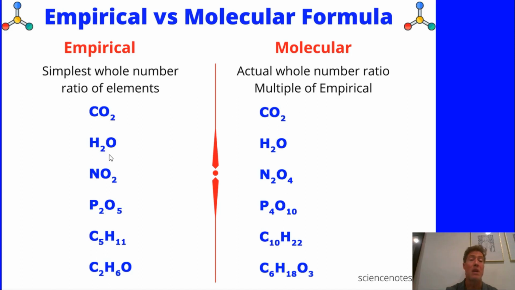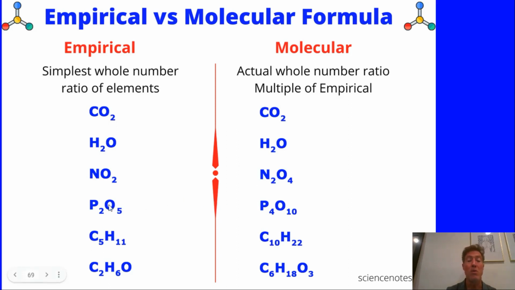The same with water. The empirical formula of water, 2 H's to each O, is the same as the molecular formula. But look at this. Here we have the empirical formula, 1 N to 2 O's, but the actual molecular ratio is a multiple of that. It's times 2. It's 2 N's and 4 O's. Notice the molecular formulas are always going to be a whole number multiple of the empirical formula. It's going to be times 2 or times 3 or times 5 or times some whole number. This is just the simplest ratio. This is the actual ratio. So it'll always be a whole number multiple that separates them.